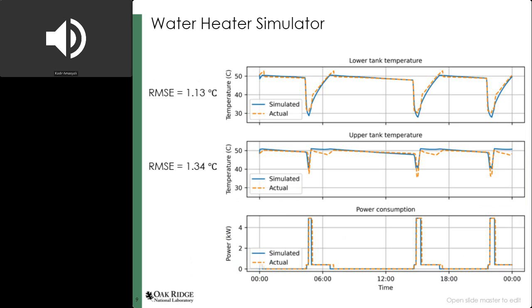If we check the results, this is the performance of the developed simulator. In this figure, the orange line shows the actual temperature and power consumption, and the blue line shows the simulated temperature and power consumption. As you can see, the developed simulator is pretty accurate, and as a result, the simulator achieved RMSEs of 1.1 and 1.3 for lower and upper tank temperatures, respectively.